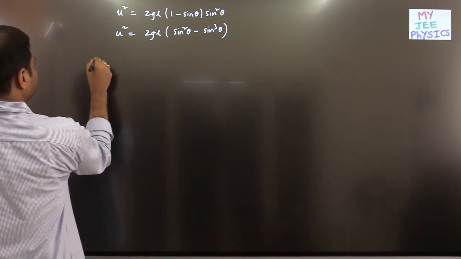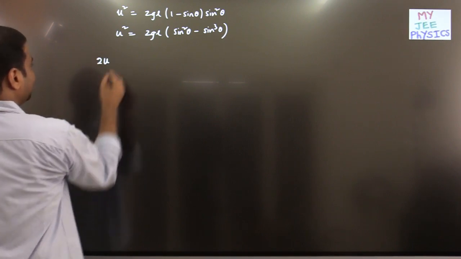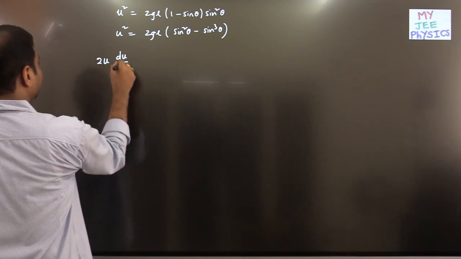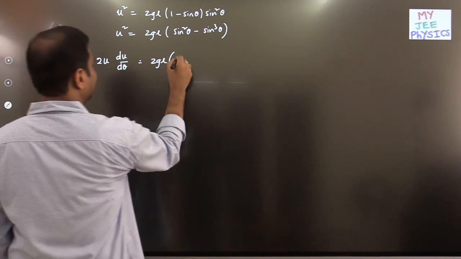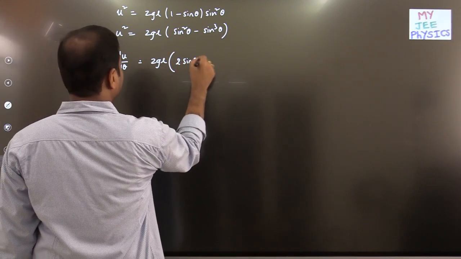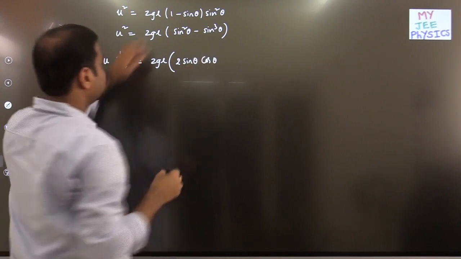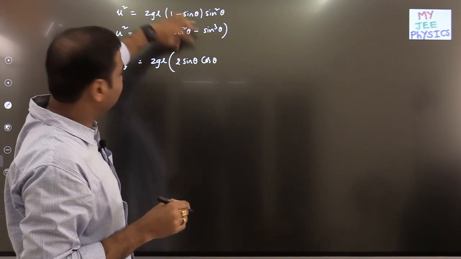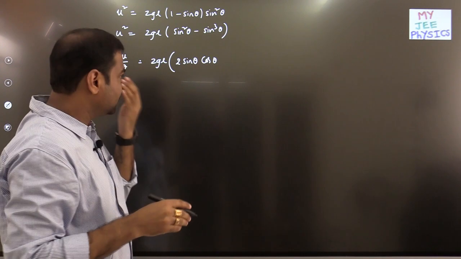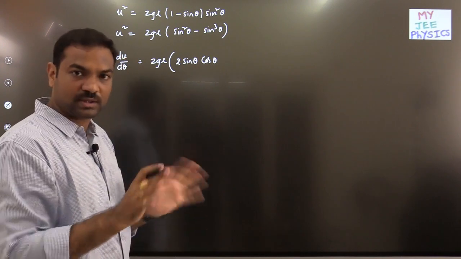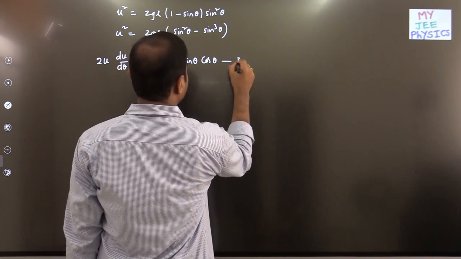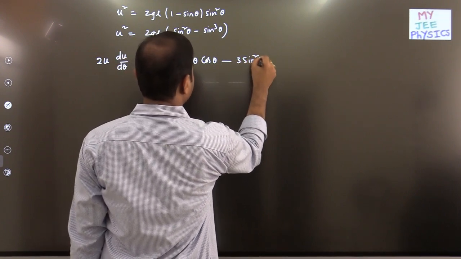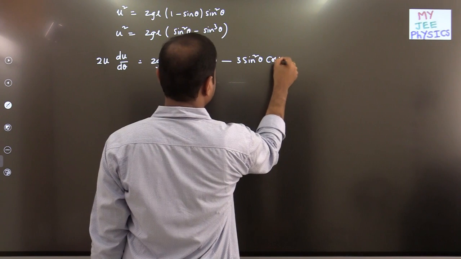So if I differentiate with respect to theta, then the derivative of u squared is 2u into du by d theta, which is equal to 2gl into the derivative of sin square theta, that is 2 sin theta into cos theta. I hope by this time you are good with the derivatives. Minus the derivative of sin cube theta, that is 3 sin square theta into cos theta.